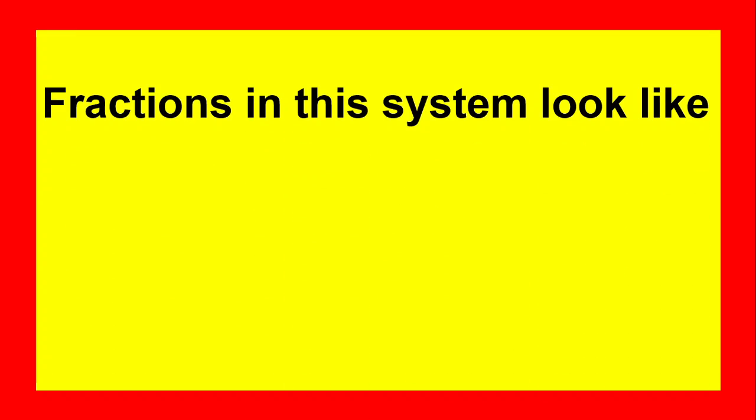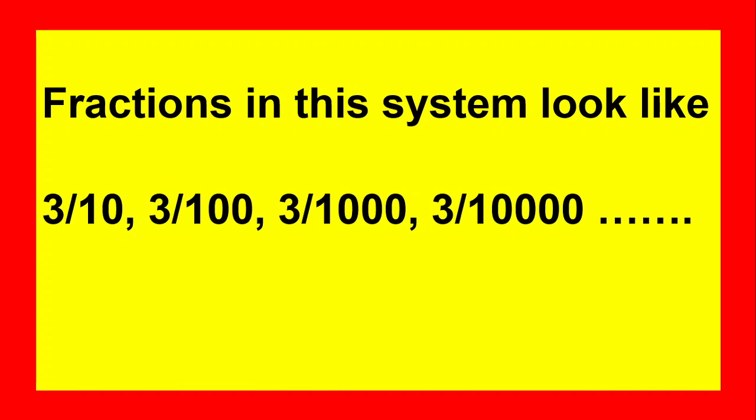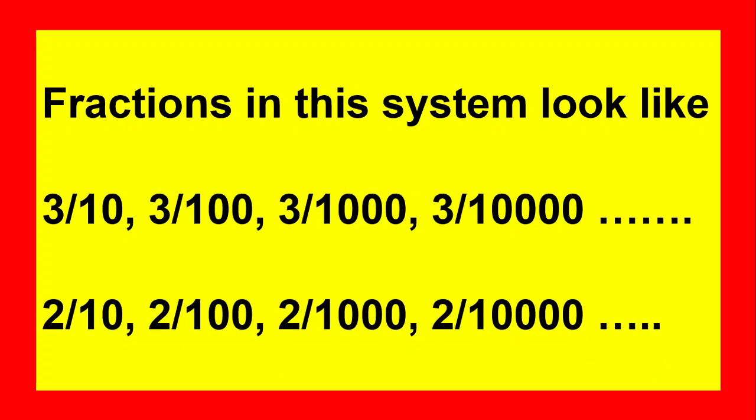So fractions in a decimal system look like this. See, it's 3 divided by 10. Just for example, I have taken 3. So 3 divided by 100, 3 divided by 1000, and so on. And you note that the denominator is 10 or a power of 10, I mean 100, 1000, or figures like that. Another example, 2 divided by 10, 2 divided by 100, 2 divided by 1000, and so on.